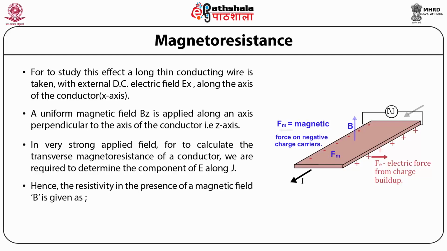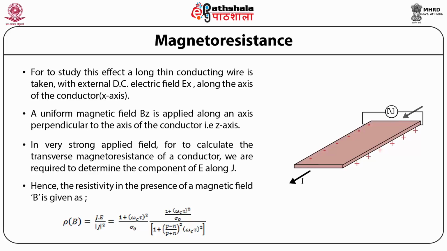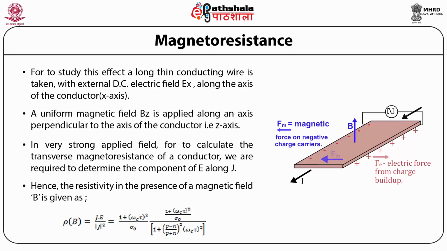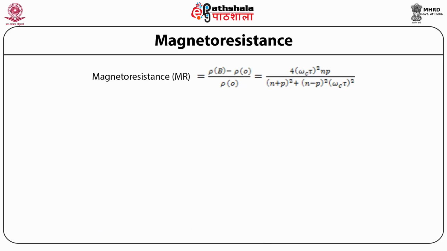Hence, the resistivity in the presence of magnetic field B is given as rho as a function of B. It is equal to J dot E by J square, which comes out as shown in equation 7. By using equation 7, we get magnetoresistance, MR, equal to rho B minus rho 0, that is, resistivity at a particular magnetic field minus resistivity at zero magnetic field, over resistivity at zero magnetic field, which comes out to be 4 omega c tau square np over (n plus p) square plus (n minus p) square omega c tau whole square, as shown in equation 8.